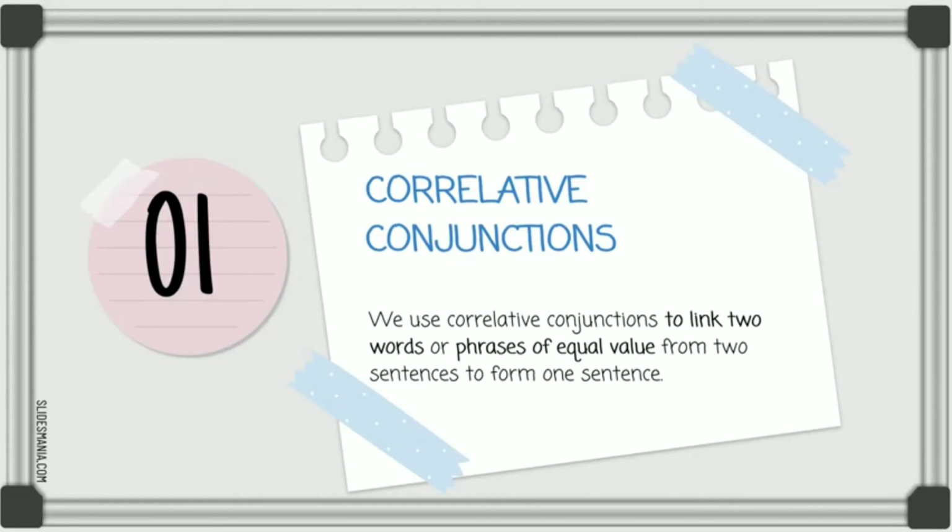Today, we will learn about correlative conjunctions. We use correlative conjunctions to link two words or phrases of equal value from two sentences to form one sentence.